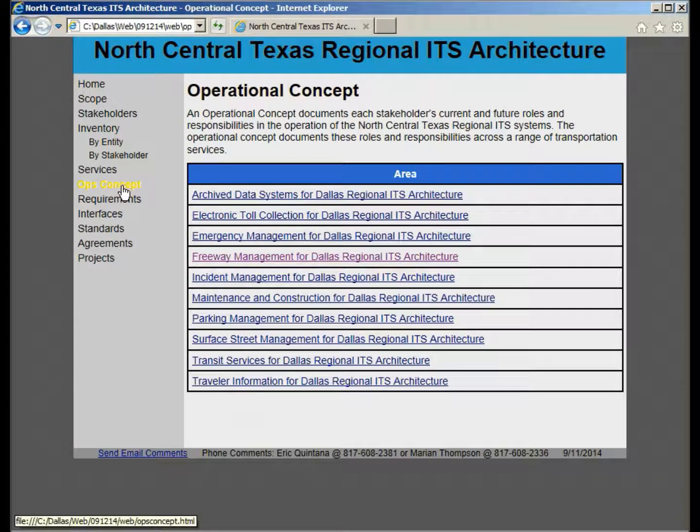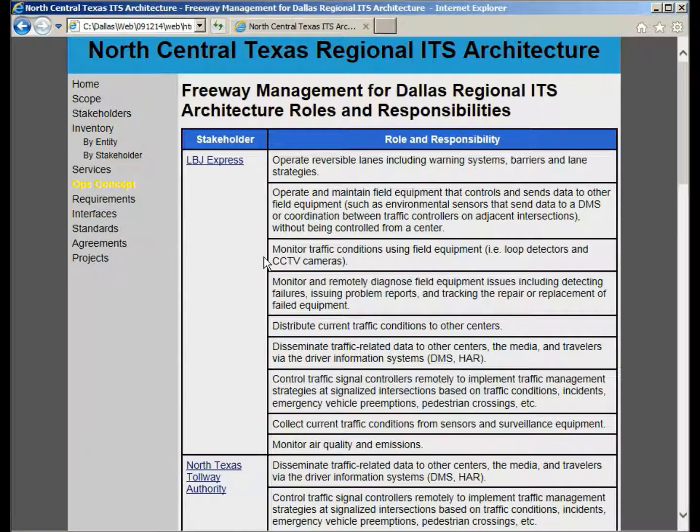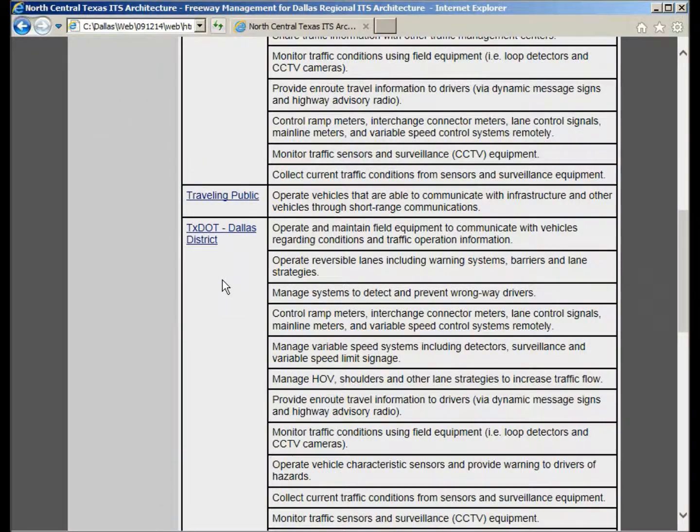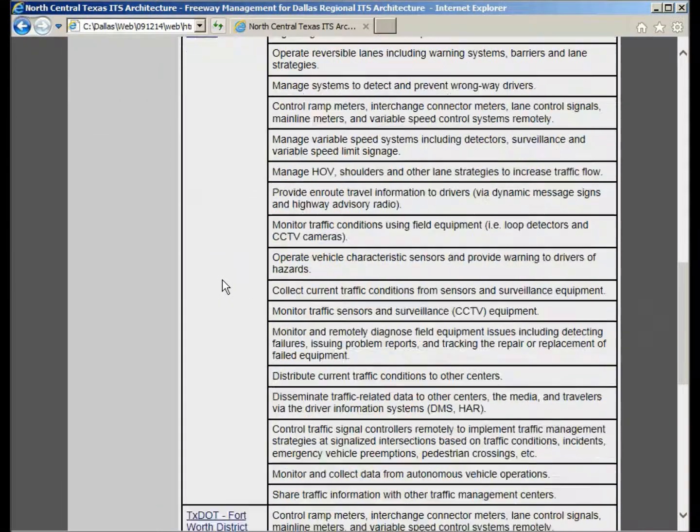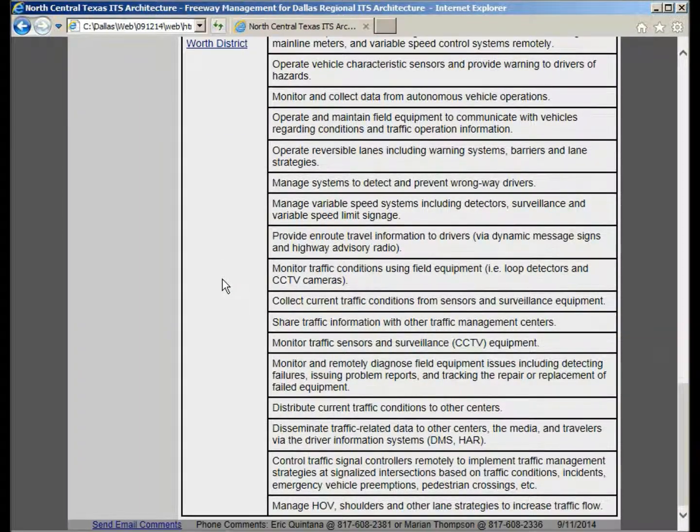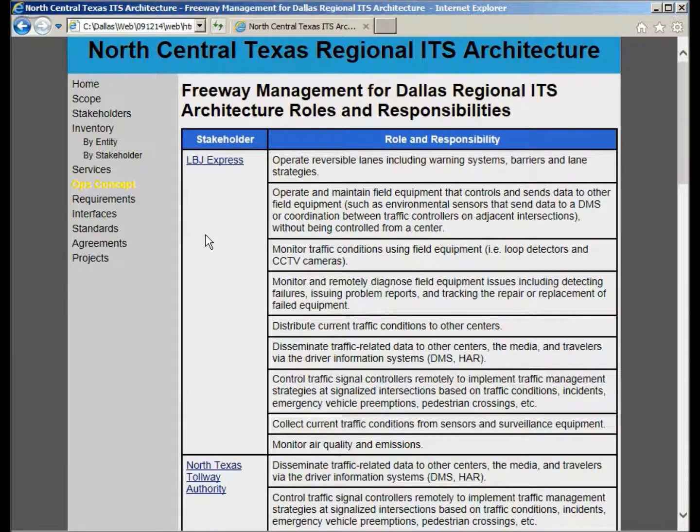Operational concepts are broken down by service area and describe the roles and responsibilities of stakeholders in each area. For freeway management, the architecture website describes the roles and responsibilities of all stakeholders who are participating in freeway management, including the traveling public. And it describes at a high level what their roles and responsibilities are to achieve the objectives of the ITS architecture.